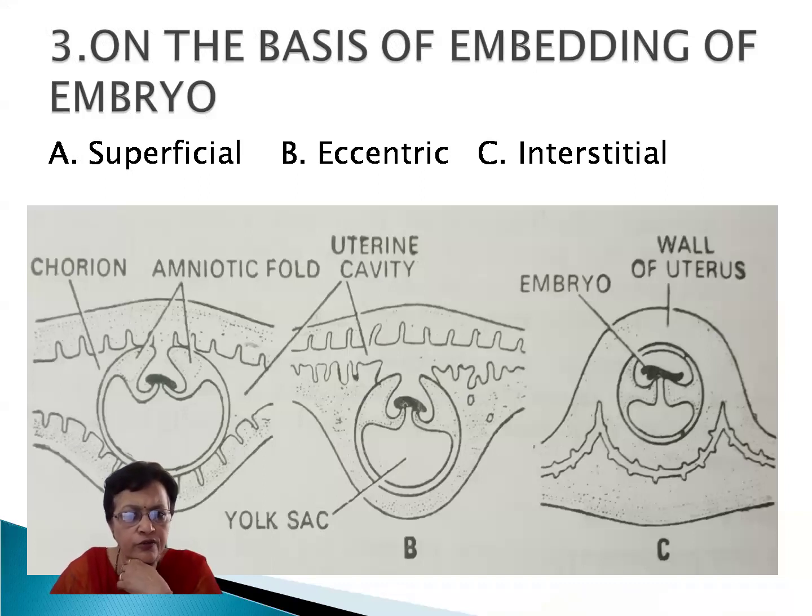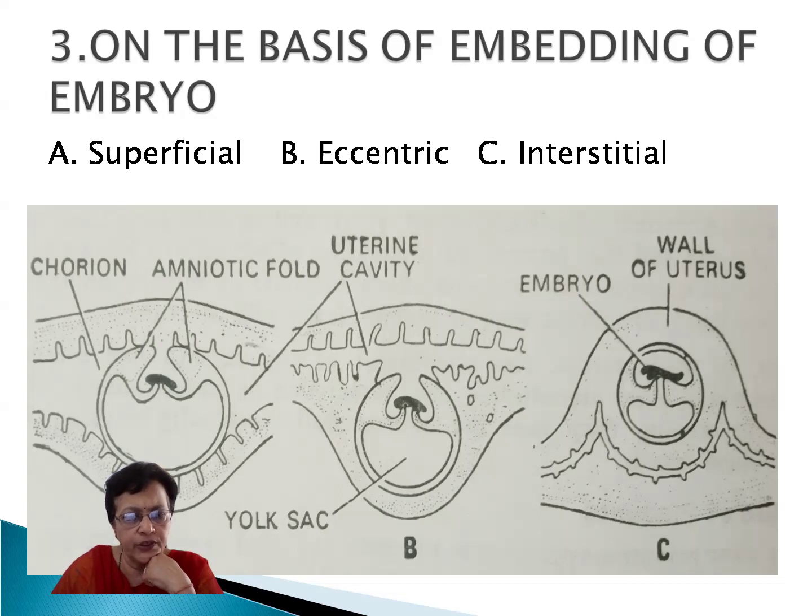Now, on the basis of embedding of the embryo, we again demarcate three kinds: superficial placenta, eccentric placenta, and interstitial placenta. In superficial placenta, if you take into account, the embryo is not much embedded inside the uterine endometrial wall, but it is superficially arranged, and it is present in almost all the grazing animals, ruminants.